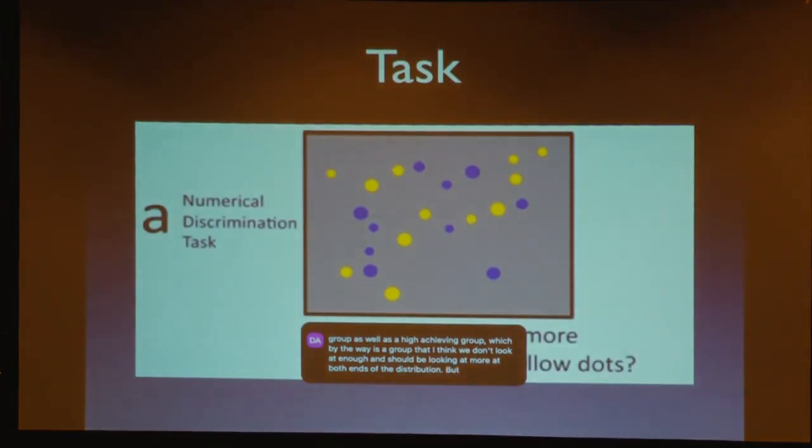But what they did is they just gave them a very simple number discrimination task. Tell me if there are more blue or more yellow dots. And these are flashed, I think, for less than a second. And the child has to make an intuitive judgment as to which quantity is larger, blue or yellow.